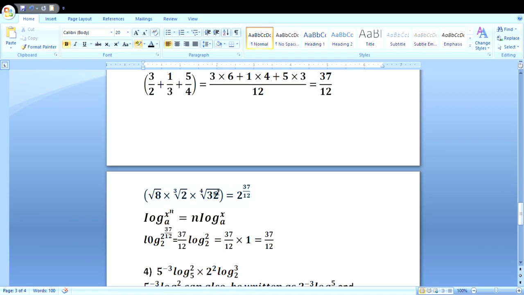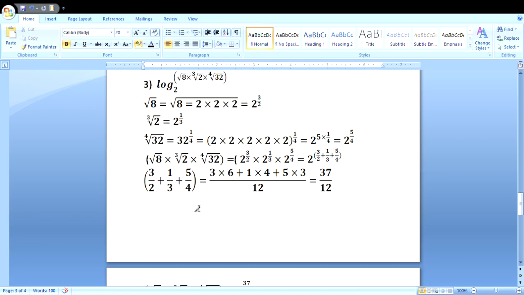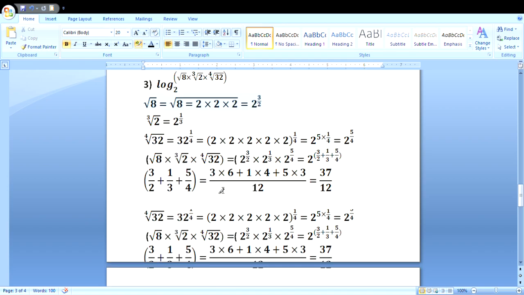Okay, so the whole of this term on the left hand side is equal to 2 raised to power 37 over 12. And if that is substituted in the logarithm, it becomes log 2 raised to power 37 over 12 to base 2. And from the law of logarithm, this power, which is 37 over 12, comes behind acting as a product, 37 over 12 log 2. Remember that log 2 to base 2 is 1. So the whole of this logarithm is equal to 37 over 12.